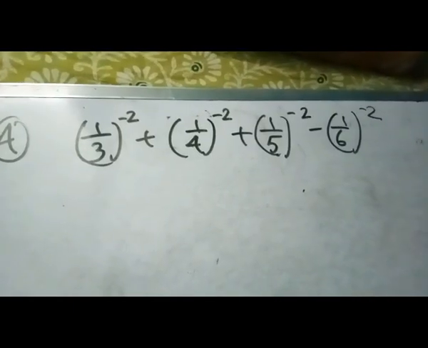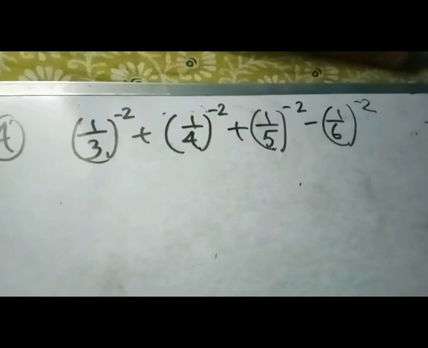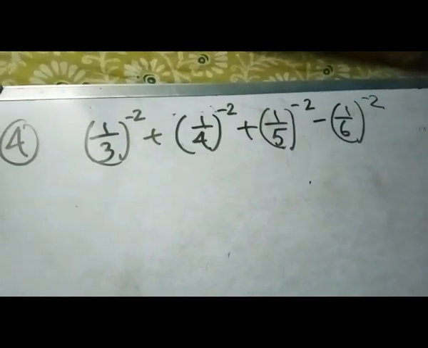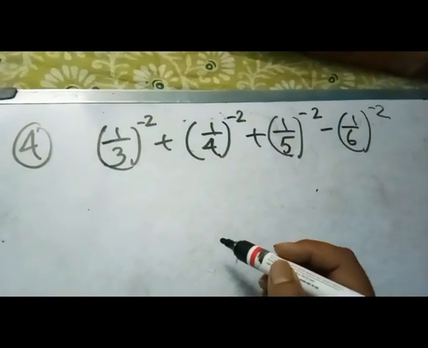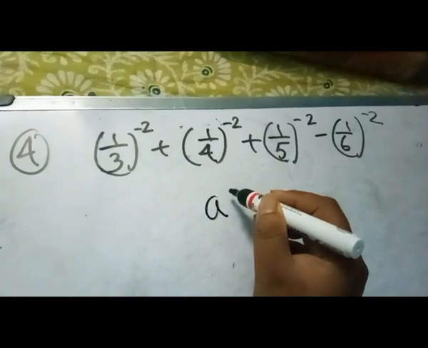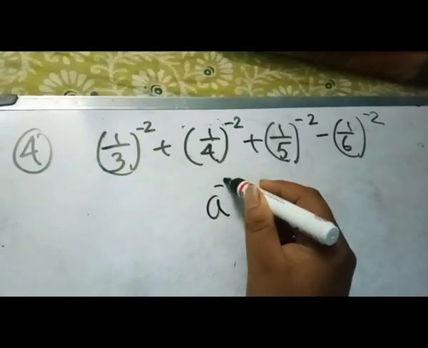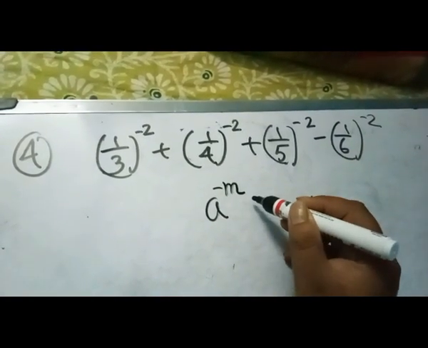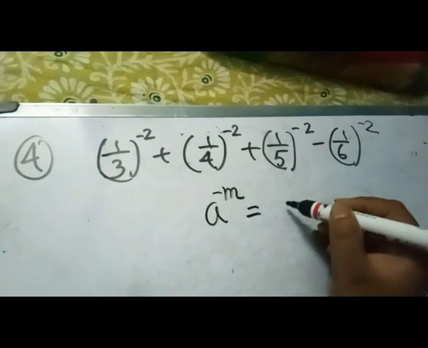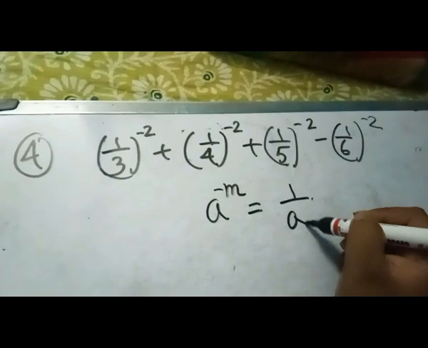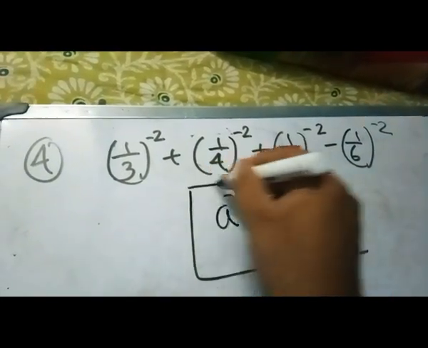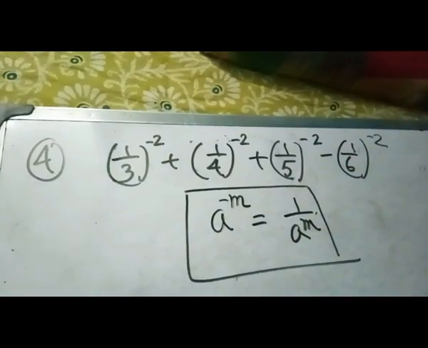Now students, you see another sum is written. Here we have to apply this formula: a to the power minus m equals to 1 by a to the power m. This is the formula which will be applied.